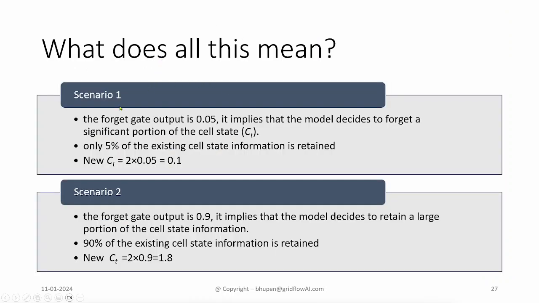So what does all this mean? Let's say in scenario one, the forget gate output is 0.05. It means the model decides to forget a significant chunk of the cell state on that particular dimension. Only 5% of the information is going to be retained. So the new cell state would be, let's say the original value is 2, multiplied by 0.05. So it's going to retain only 0.1. Let's say another scenario, 0.9, and that means 90% of the cell state information will be retained. The original value is 2, multiplied by 0.9, so that gives you 1.8.